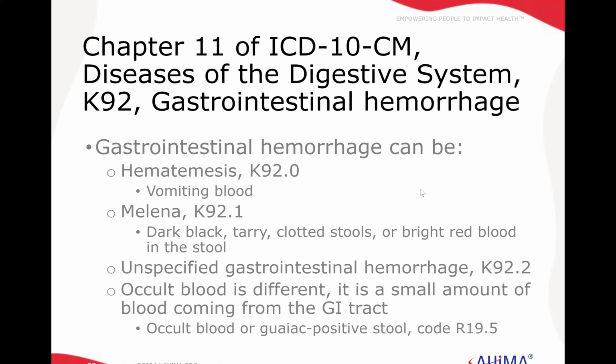Moving on to K92, gastrointestinal hemorrhage, we can have hematemesis, which is vomiting blood, the melena, the dark black stools, or any other unspecified GI hemorrhage, K92.2. If we have occult blood, or a small amount of blood in the stool from the GI tract, that's coded as a symptom code, K19.5.